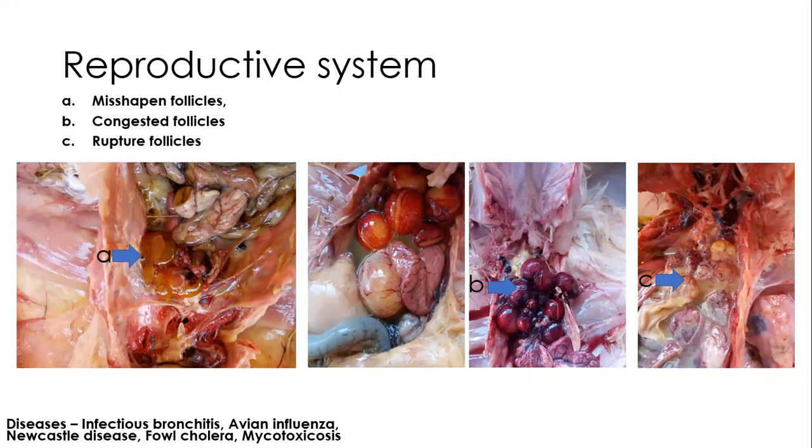So you can see some of these in infectious bronchitis. You can see it in avian influenza. You can see it in Newcastle disease. You can see it in fowl cholera. You can see it in mycotoxicosis. So you can see congested follicle.